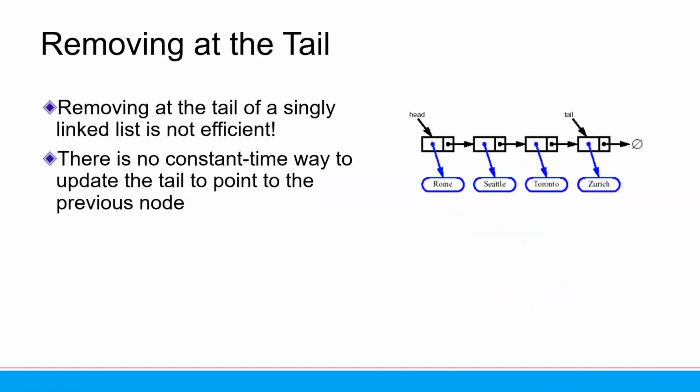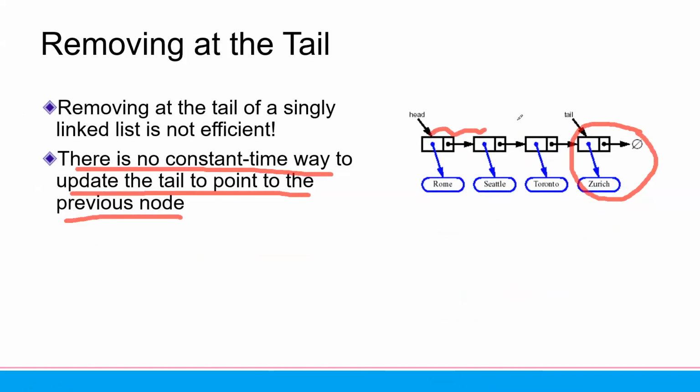Removing at the tail of a single linked list is not efficient. There is no constant time way to update the tail to point to the previous node. So if you want to remove this one, you need to check all the nodes, okay? Because we need to find the previous node, and then we need to move the tail to the previous node.